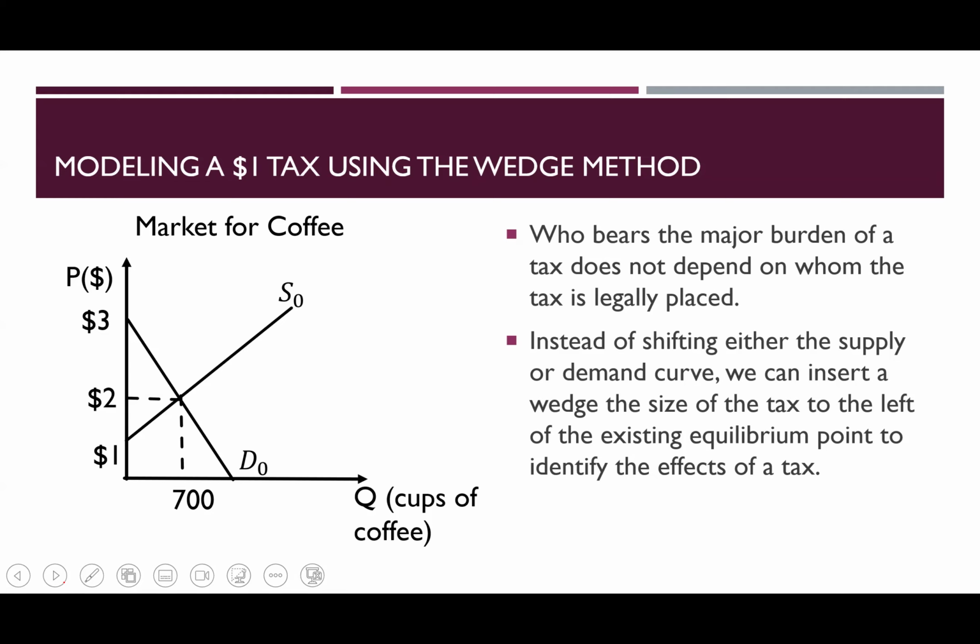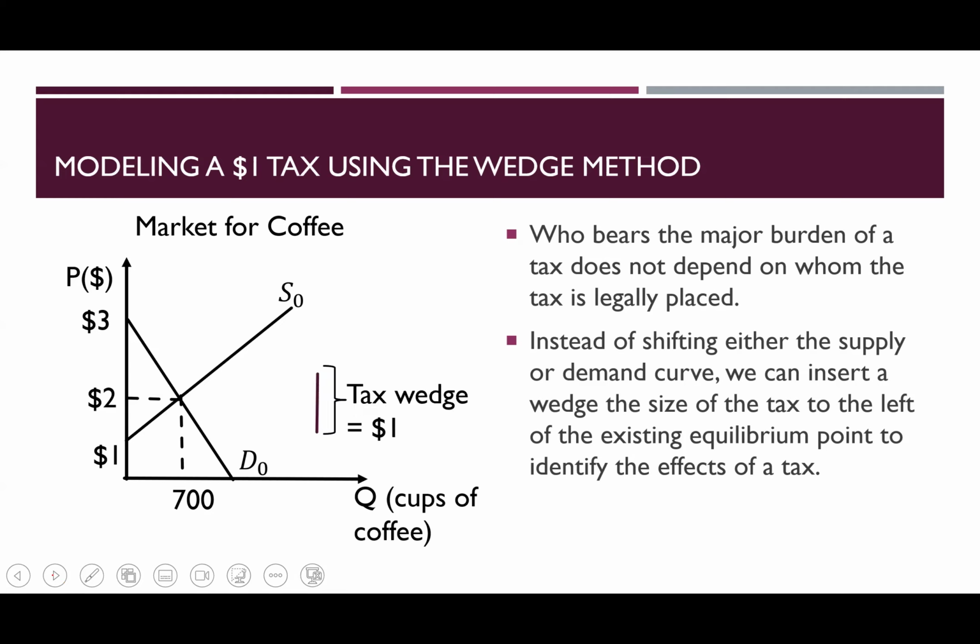The reason I like this method is no curves are shifting, which in my experience reduces confusion about how prices change. Often when students shift a curve to show the effect of a tax, they forget that there needs to be an actual wedge between the price that consumers and producers pay, and then their analysis goes wrong. So with the wedge method, no curves are shifting, and you really get to see very clearly the divide that is placed between the price that buyers pay and the price that sellers receive by the tax.